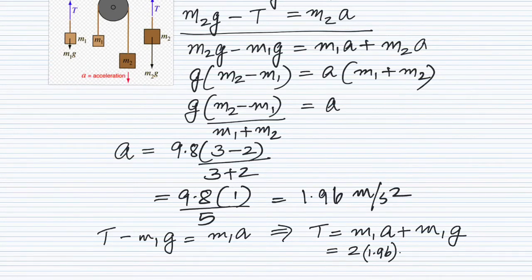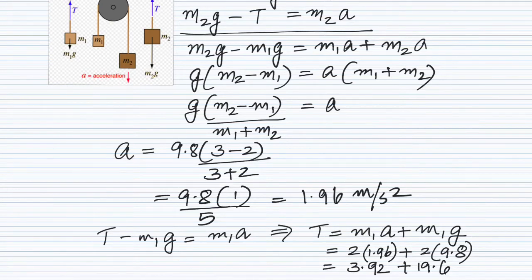So m1 is 2, and then I've taken it 2 times. No, m1 is 2, correct? And acceleration is 1.96. So you get the answer as 3.92 plus 19.6, which gives the answer, which is 23.52 newtons. So that is how this problem is worked out.